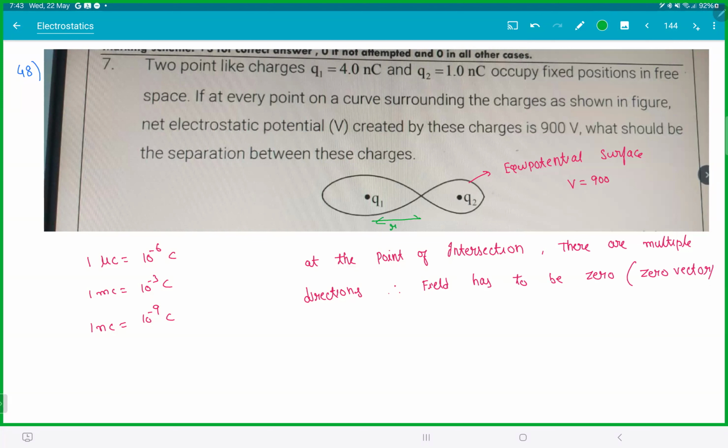This guy was R1. This guy was R2. So first thing is potential, which is KQ1 by R1 plus KQ2 by R2 was 900. The second thing, it's a null point, so field is zero. So KQ1 by R1 square is KQ2 by R2 square. This is your equation to solve, and you'll get the answer from here. R1 and R2, the values you'll get. Distance between them is R1 plus R2, 0.09, yeah? Okay, so answer is 9 centimeters, it seems.